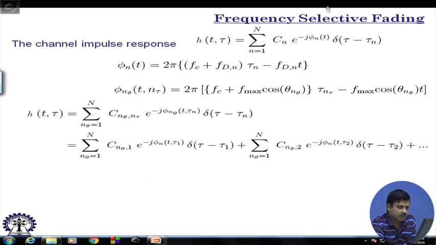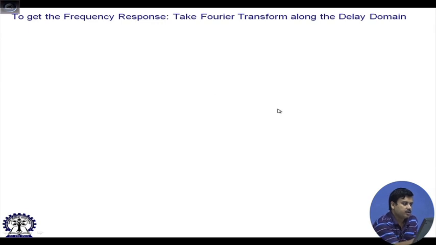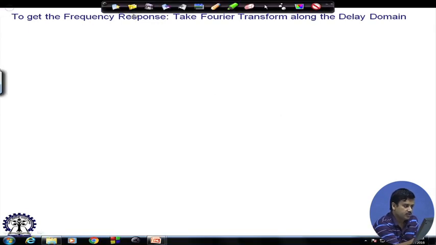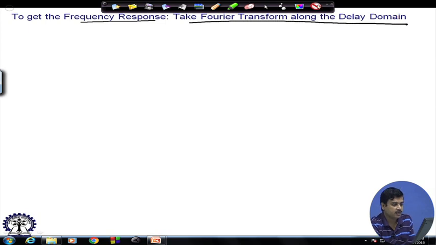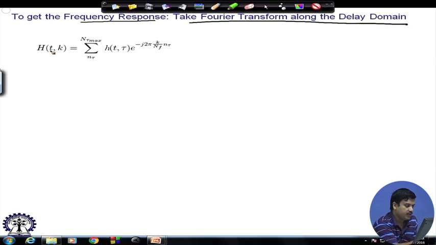Moving ahead further with this expression. We now need to take the Fourier frequency response, that is what I have just briefly explained a little while ago. In order to take the frequency response, we take the Fourier transform over the delay domain. I have explained this a little while ago. So, if you take that, we write it as capital H of t comma k.